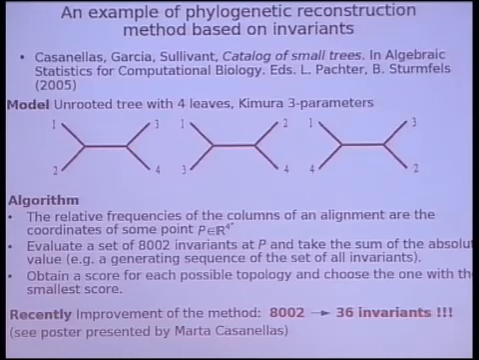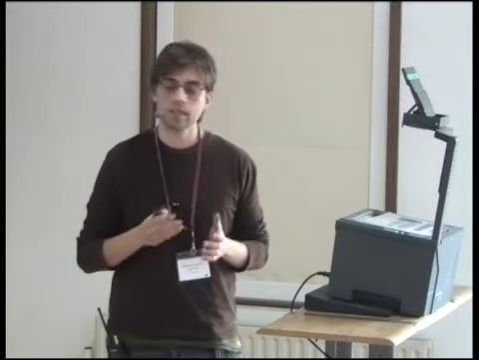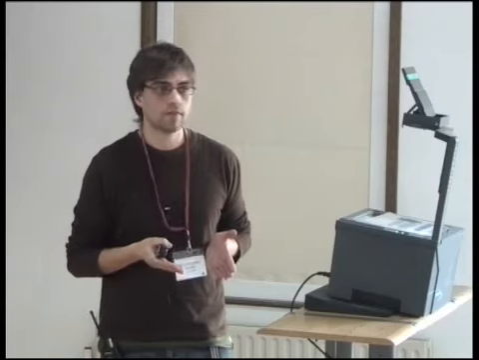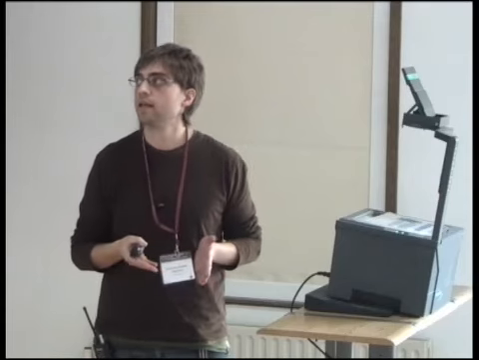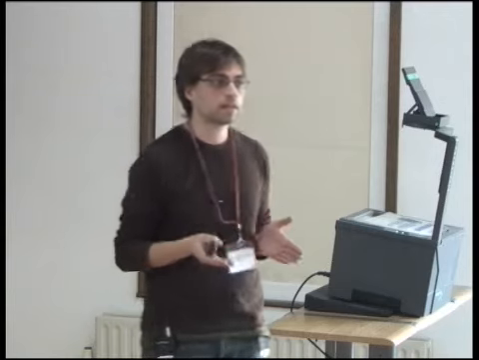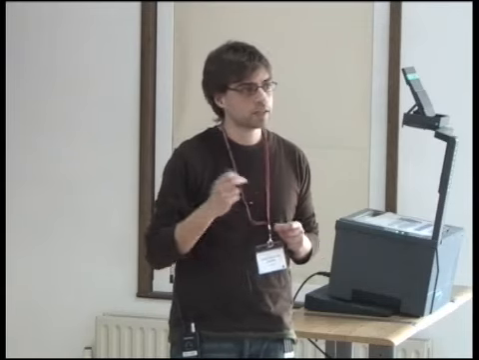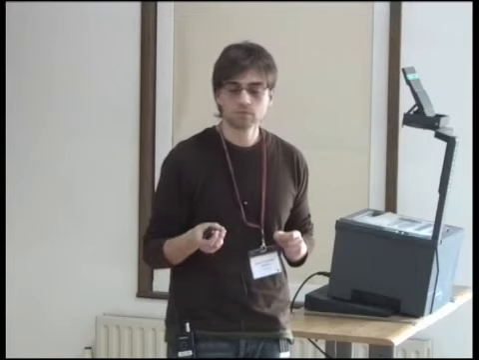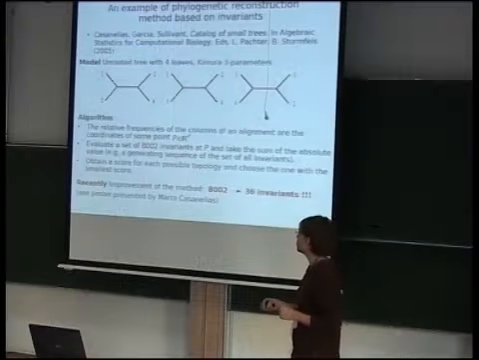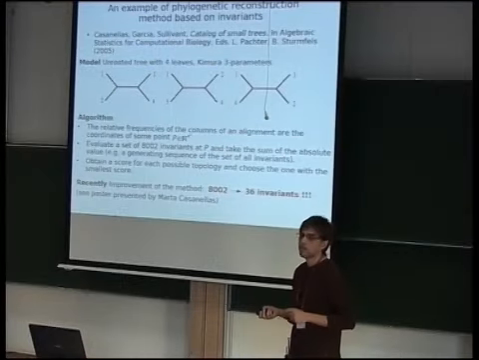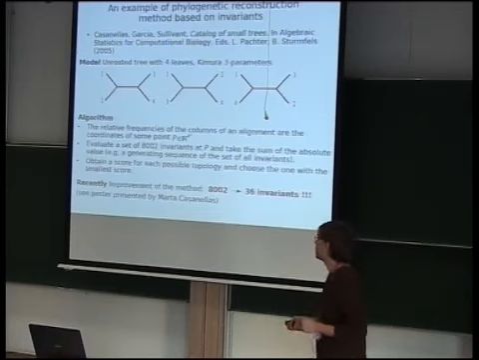Then the question is how we decide which of these topologies is the closest to our point. The idea behind this method is to take the evaluation of a set of 8002 invariants on this point, then take the sum of the absolute values of these evaluations, and if we do so, we obtain a score for each tree. Then it's enough to choose the tree topology which minimizes this score.